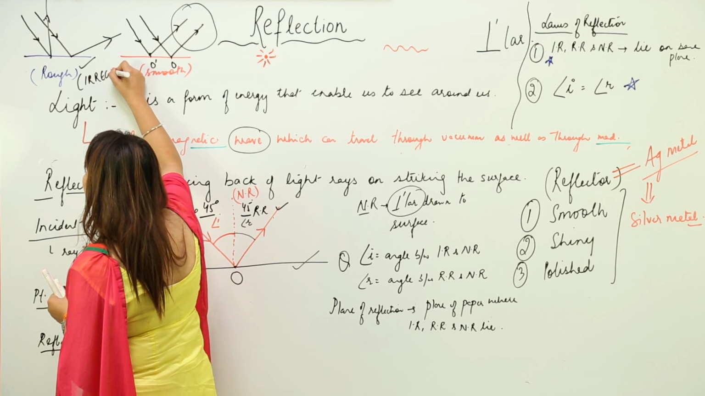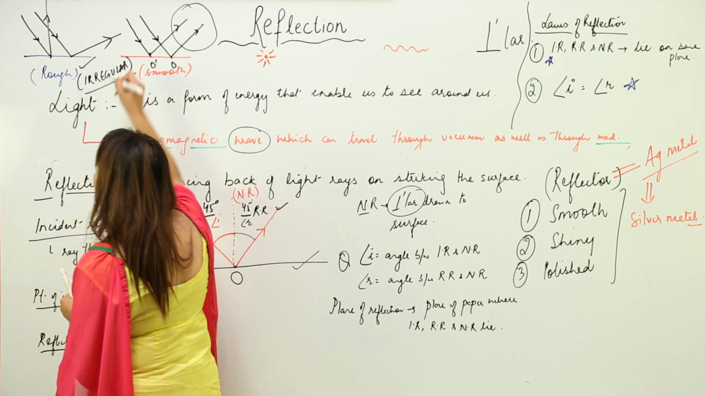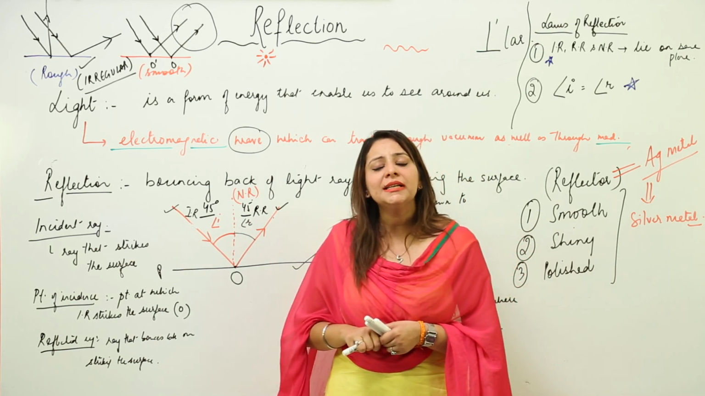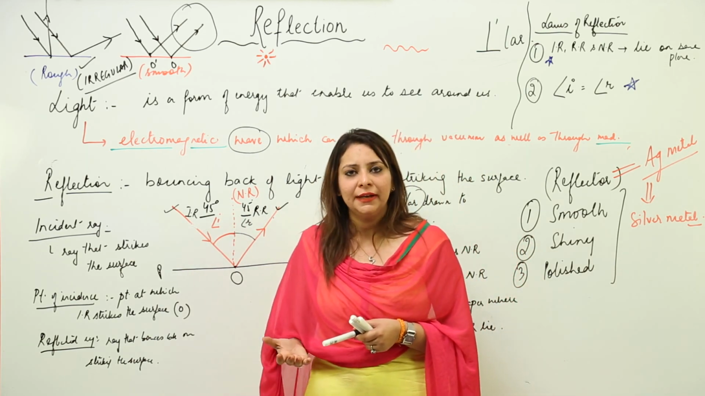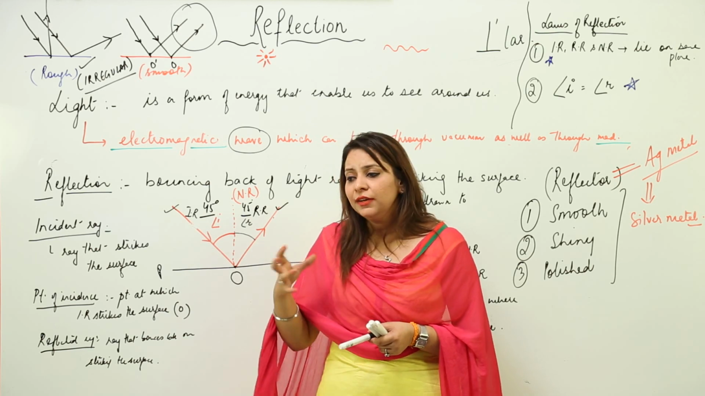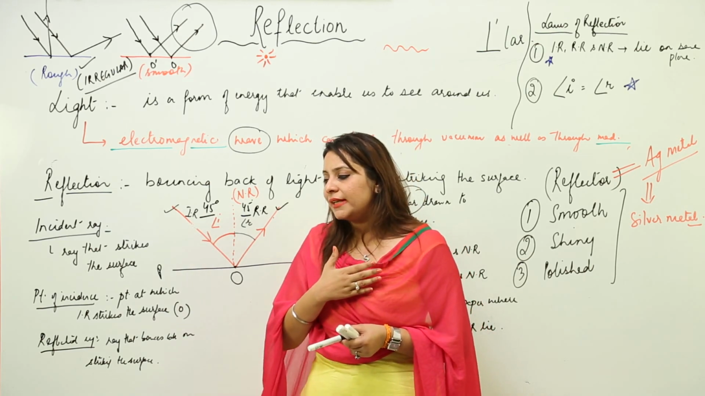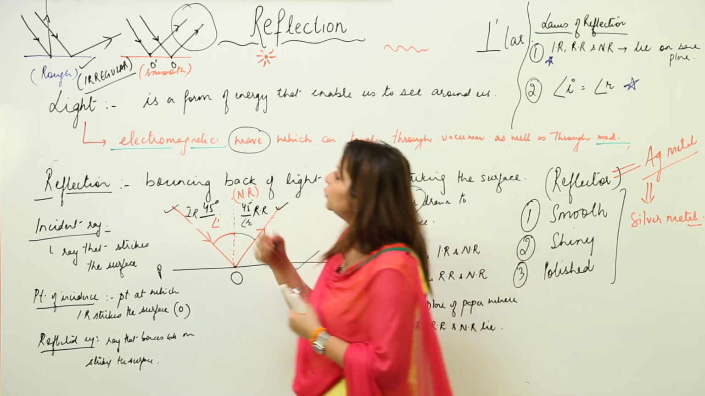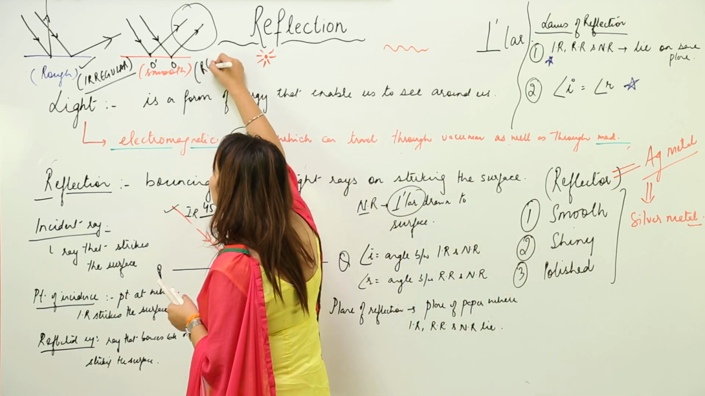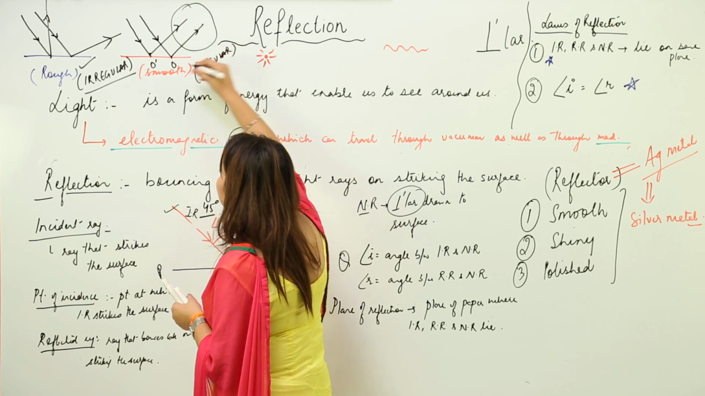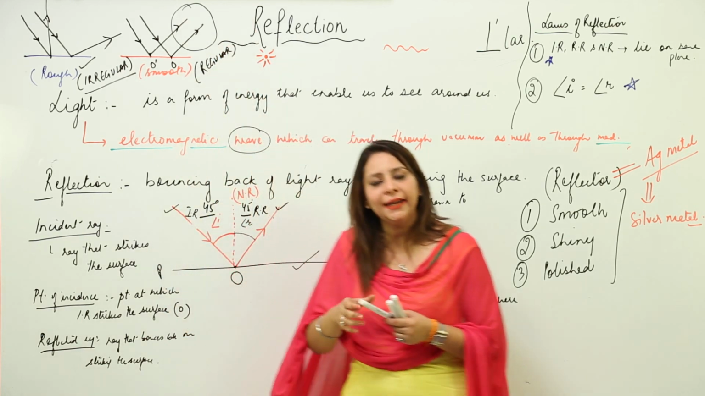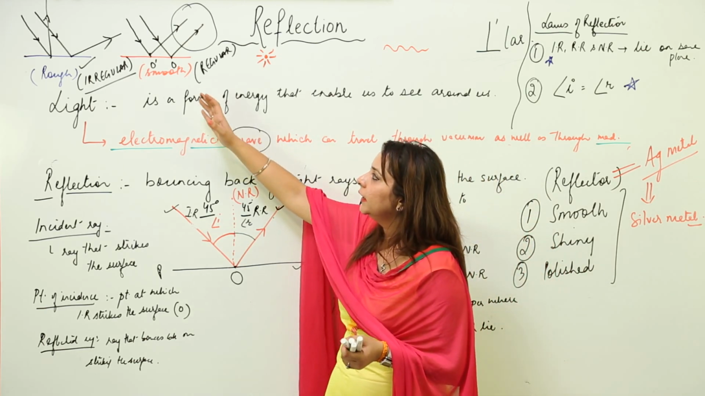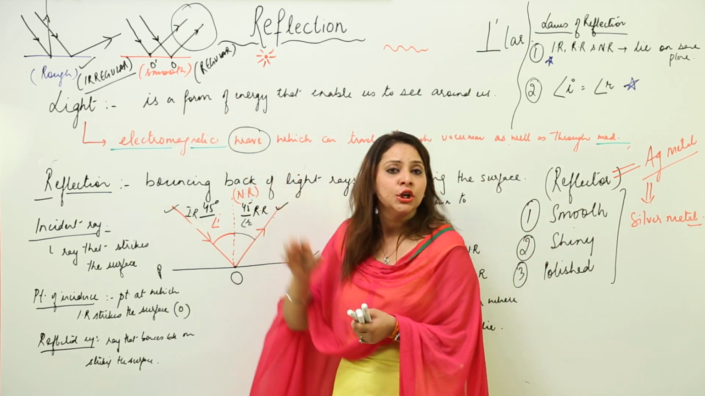So we say that whenever light strikes a rough surface, there is a reflection, but the reflection is irregular. Irregular means the reflected rays do not have any kind of similarity. They are not parallel to each other, and the route they follow is not the same. But in the case of a smooth surface, we see a regular reflection, as the reflected rays are all directed in one direction and are all parallel to each other. So this is the reflection through rough and smooth surfaces.